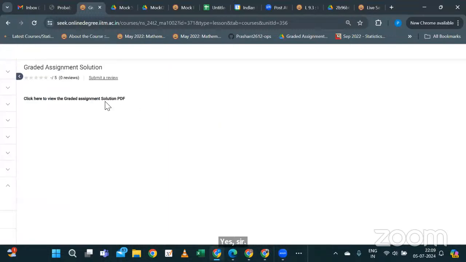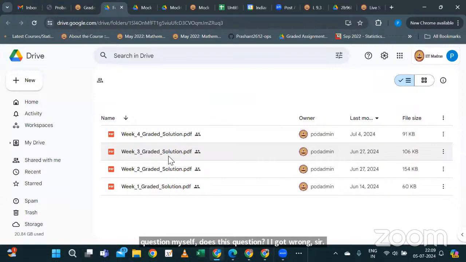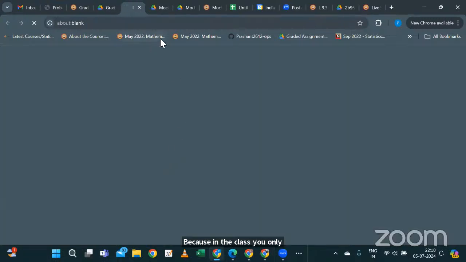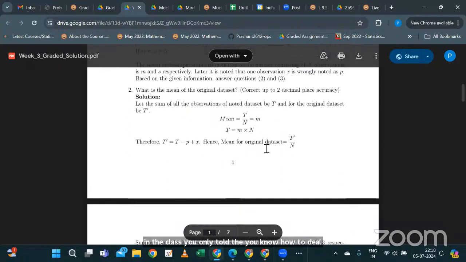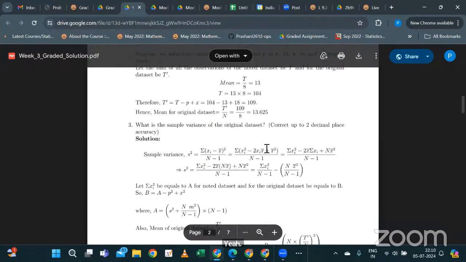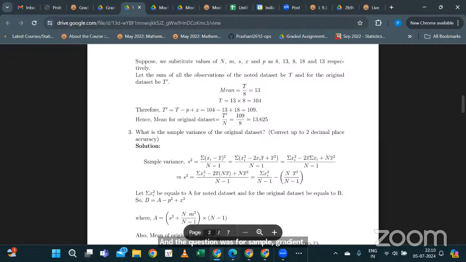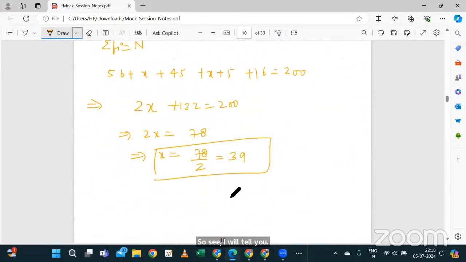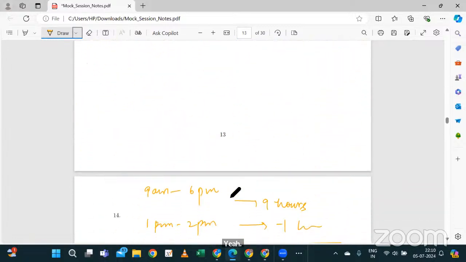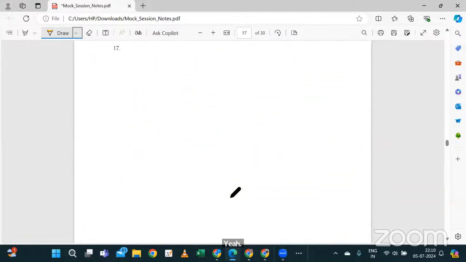Sir, this question I got wrong, because in the class you only told how to deal with population variance. You have to see, I can give you a hint only, but the rest you have to apply. And the question was for sample variance. Did you ask before the graded assignment or after? Before the GA he gives tips only. After the GA, I can solve the questions. I do not have any problem. See, I will tell you.